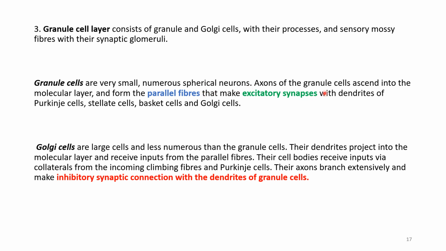Axons of the granule cells ascend into the molecular layer and form the parallel fibers that make excitatory synapses with the dendrites of Purkinje cells, stellate cells, basket and Golgi cells. So only these cells are excitatory.